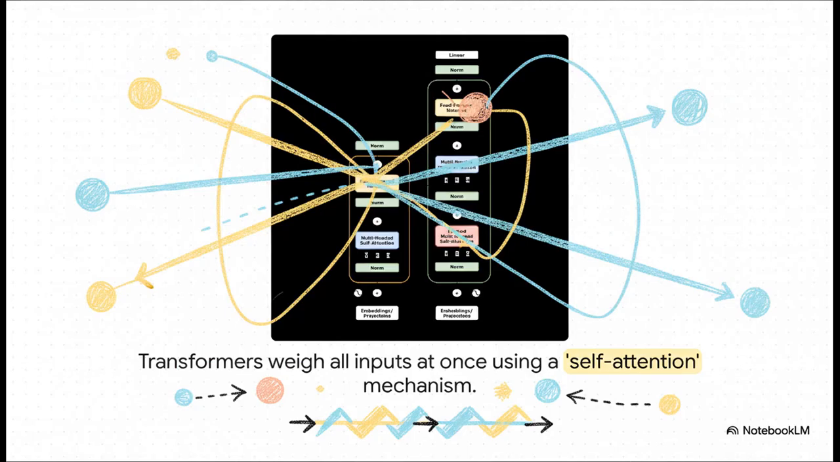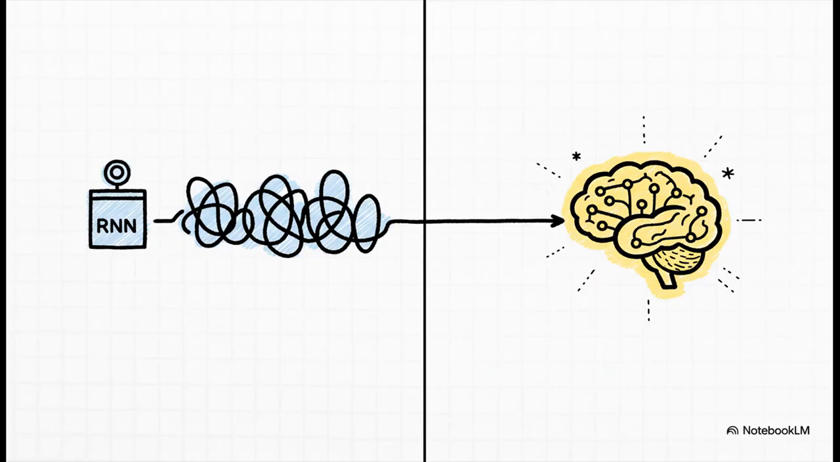So here's the magic trick behind the transformer. Instead of reading a sentence one word at a time like an RNN does, its self-attention mechanism, well, it looks at the entire sentence all at once. It can instantly figure out how important every single word is to every other word in the sentence, no matter how far apart they are. That was a breakthrough. This ability to see the whole picture at once was absolutely revolutionary.